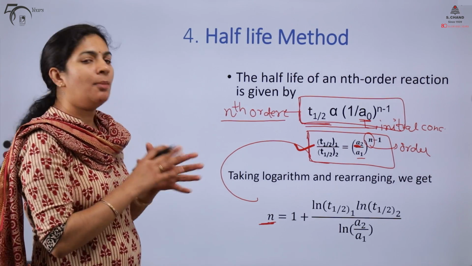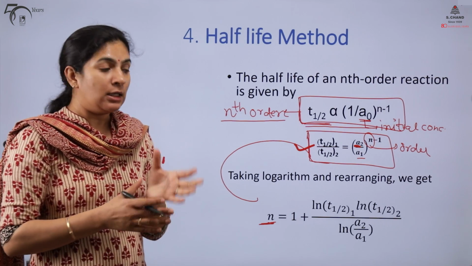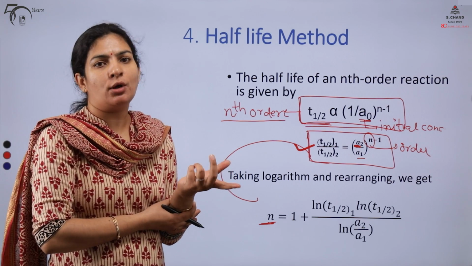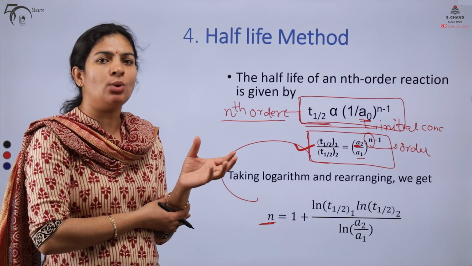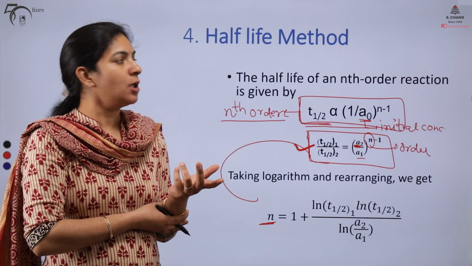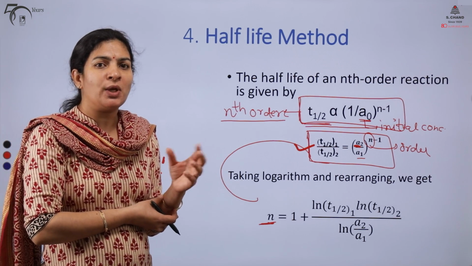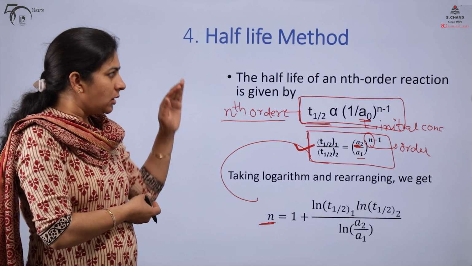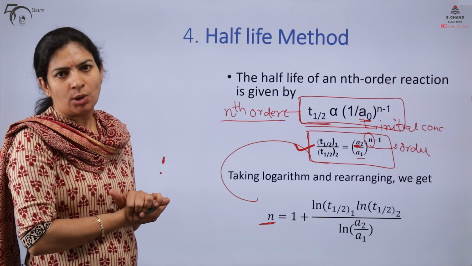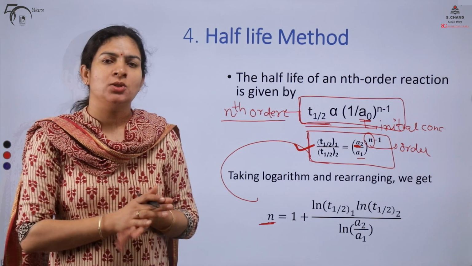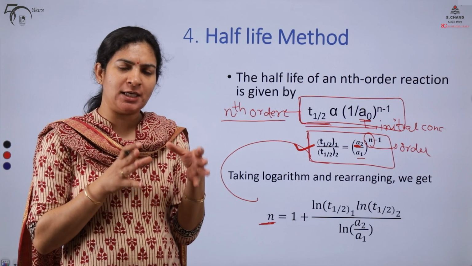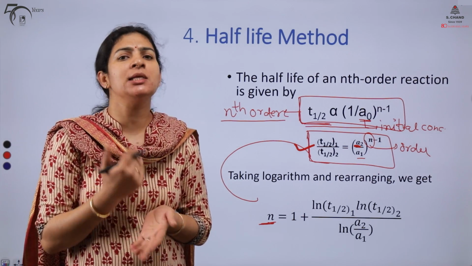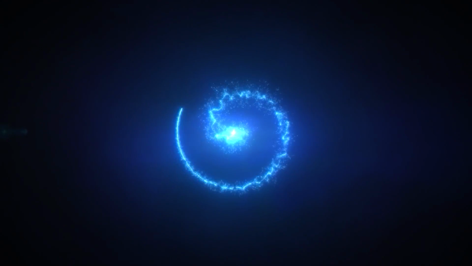So this was all about the different experimental methods to find out the order of a reaction, right? We mentioned in the beginning only that order is an experimental quantity. Just by looking at the reaction, we cannot say what order this reaction will follow. So these are the methods by which you can find out the order of a reaction. So in the next part of this lecture, I will be discussing the various theories of reaction kinetics.